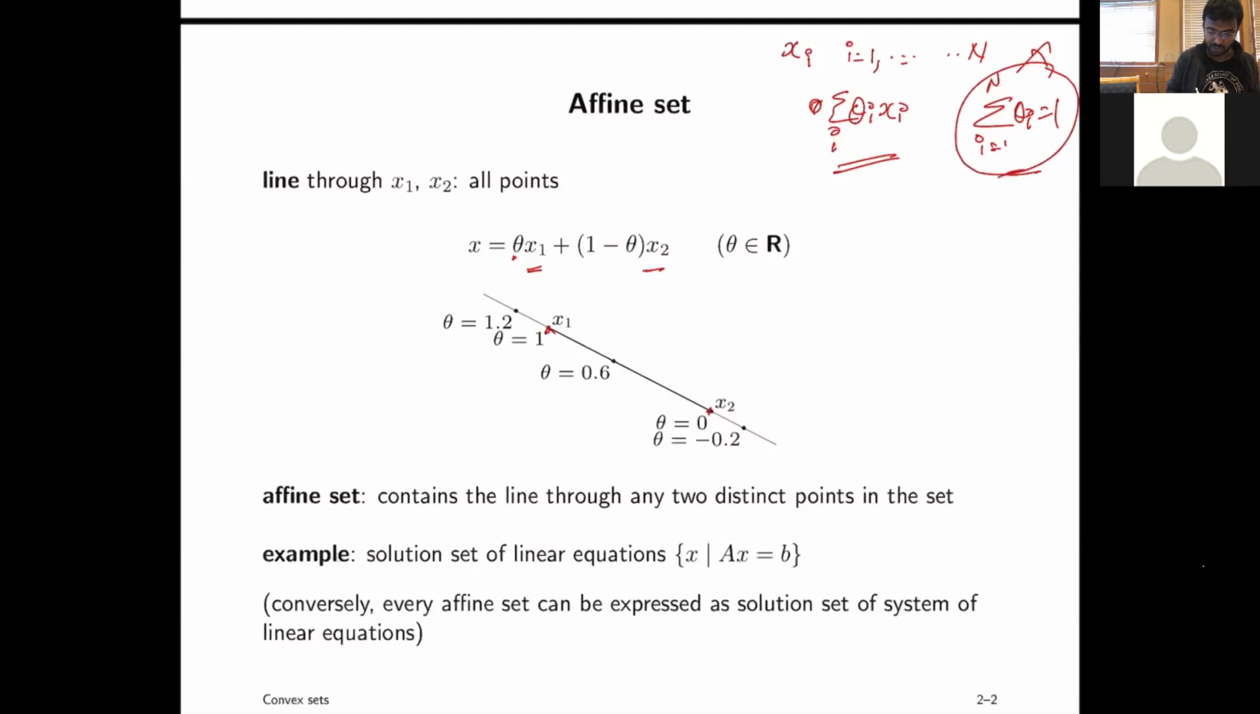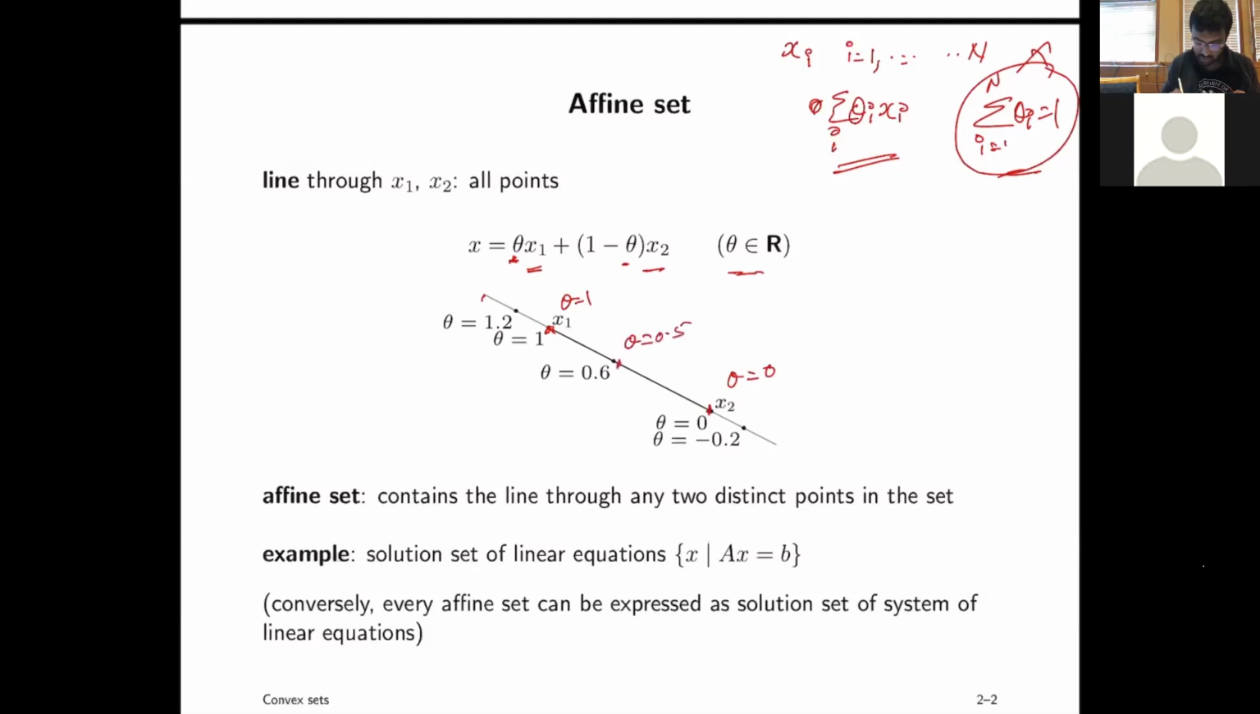Here also we are not explicitly saying that, but you can see that theta and 1 minus theta, if you add this, it's 1. So what happened? You have x1 and x2. When you take affine combination, what will happen? You will get a line through those points. For example, if you take theta equal to 1, it will be x1. So at this point, theta equal to 1. And if you take theta equal to 0, it will be x2. If you take theta equal to half, it will be the middle point here.